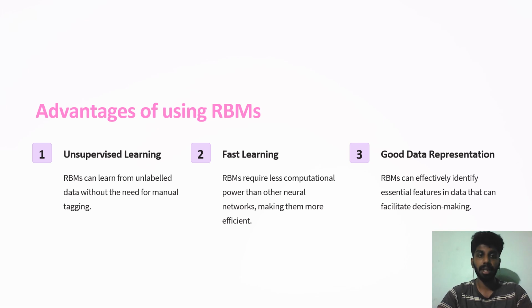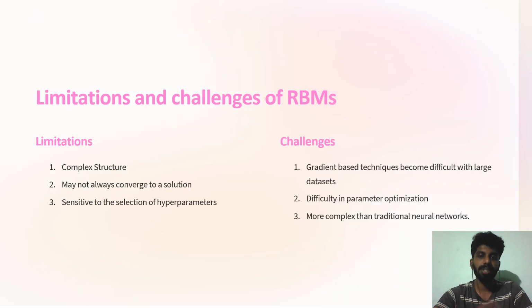Also, there are some disadvantages or limitations or challenges. We can move on to that. So limitations and challenges of RBMs. Limitations. First one, complex structure. RBMs become complex and computationally expensive, especially when dealing with large datasets or training deep architectures. While training deep architectures or dealing with large datasets, these RBMs become complex in structure.